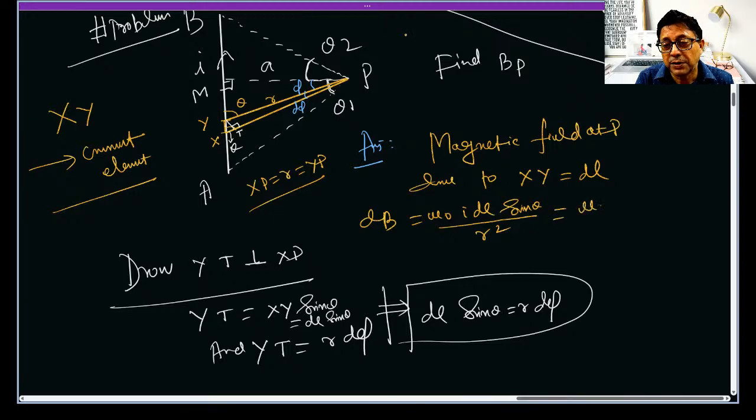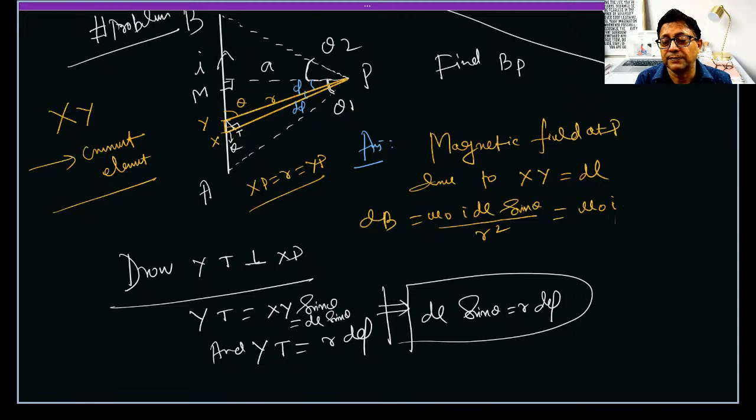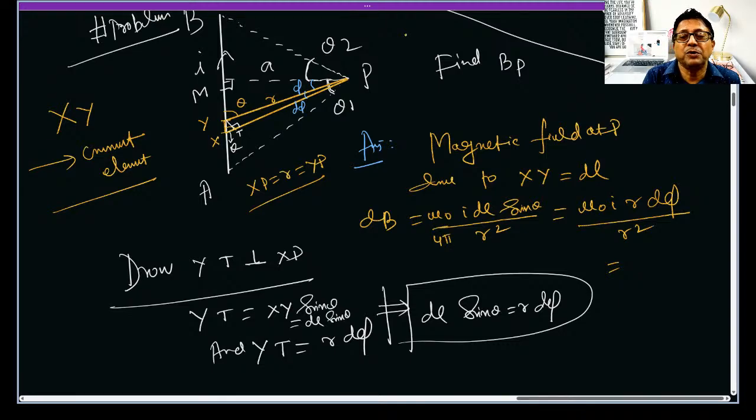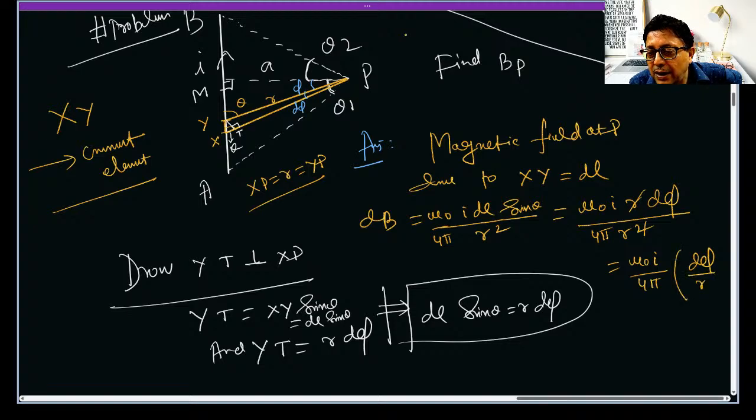How to? Mu 0 I dl, oh, dl sin theta we got. Substitute there: r d phi by r square. This is mu 0 by 4 pi. Mu 0 by 4 pi is there, no? It is the Biot-Savart law: mu 0 by 4 pi, I dl sin theta by r square. The r gets cancelled. It is mu 0 I by 4 pi, d phi divided by r.